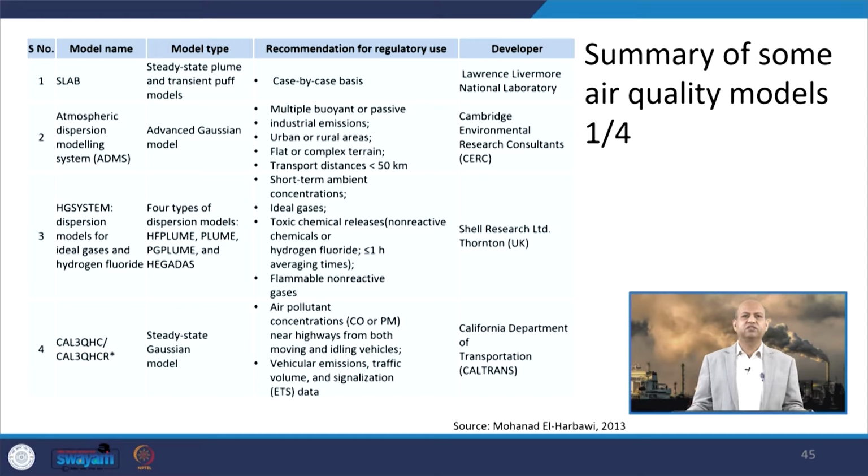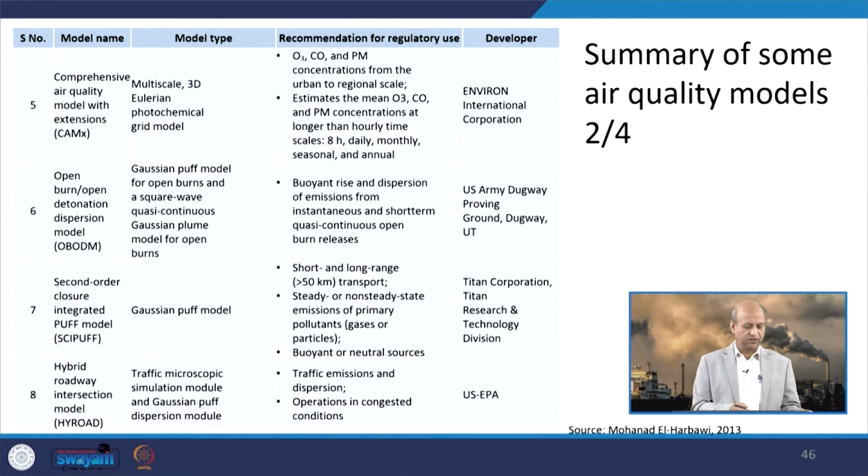When we talk about a summary of different air quality models to compare them according to their strengths or limitations, again we have compiled or taken this from a particular source, different kinds of models and their types, then recommended regulatory use and who developed it. Like SLAB model is there, which is a steady state, plume and transient puff model, and case by case basis it can be used, and Lawrence Livermore National Laboratory has developed this model. So, that way you can see different kinds of models are there which we have not discussed, but they are listed here, and those we have discussed are also listed, some of them.